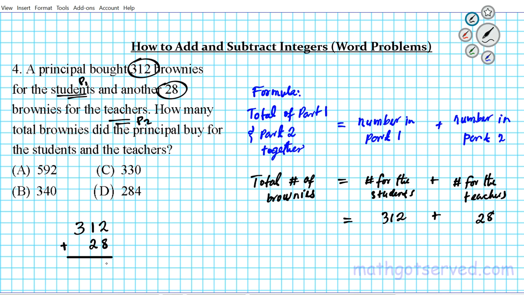2 plus 8 is 10, 0 carry 1. 2 plus 2 is 4, 340 is your answer. So the answer to number 4 is 340. That's the total number of brownies for the students and the teachers combined. Okay, the answer to question number 4 is option letter B.